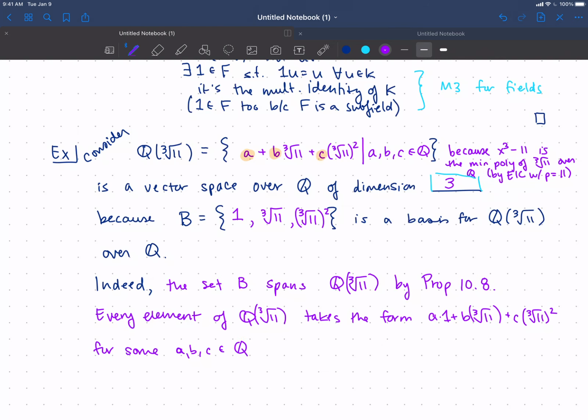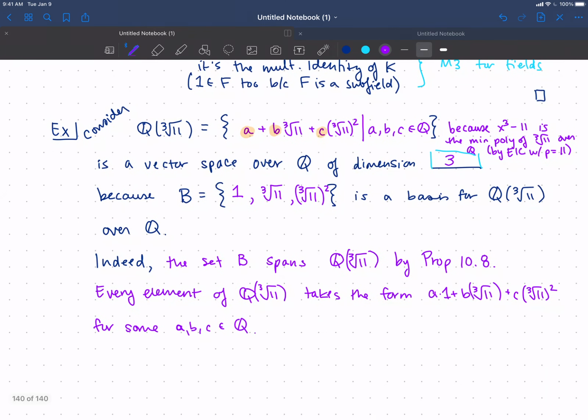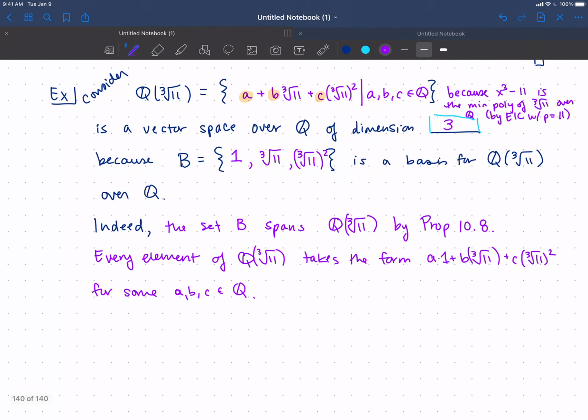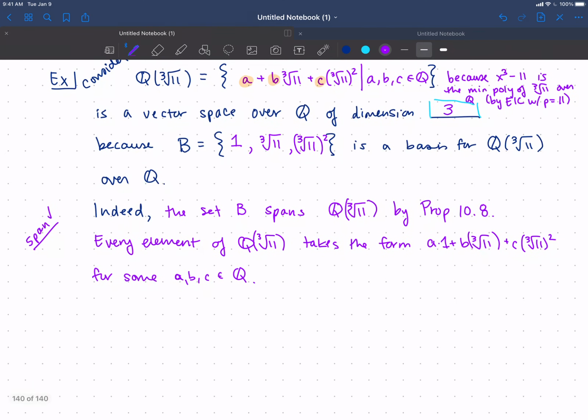Which means we've written the elements of Q adjoin cube root of 11 as linear combinations, with scalars from the rational numbers, of the things in our basis. And that's not too surprising because that's actually how we decided what our candidate set B was going to be. It looks like A, B, and C are the scalars, and the stuff that's there with them, those are going to be the things we stick in our set B to see if that's actually a basis. So we've got span. If you're keeping score, we've shown that this thing spans.